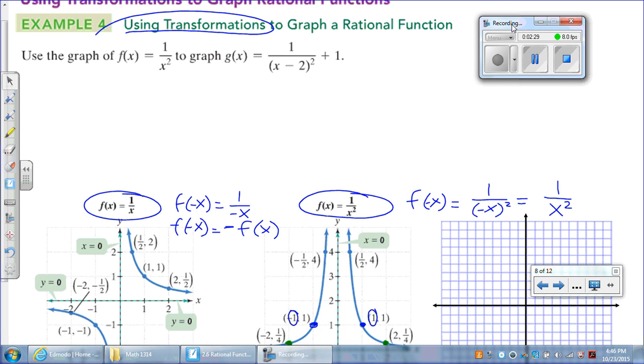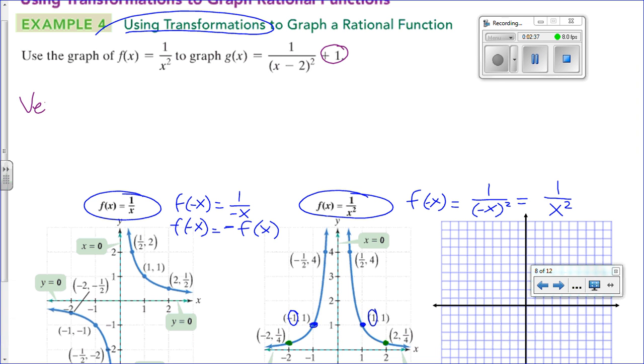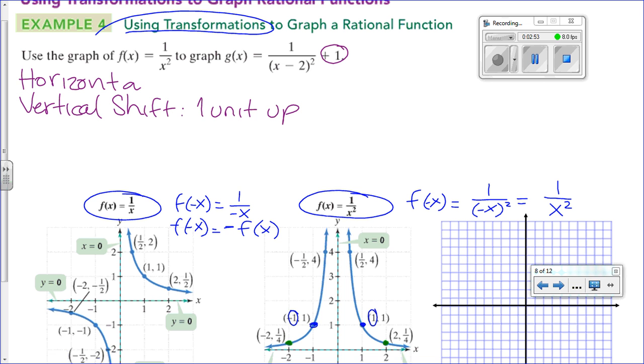Now, to do a quick review about transformations, we have here a +1, and that +1 tells us that there is a vertical shift of 1 unit up. And we also have a horizontal shift, and those are counterintuitive. That horizontal shift is given by that negative 2, and so that means that the function will move 2 units to the right.